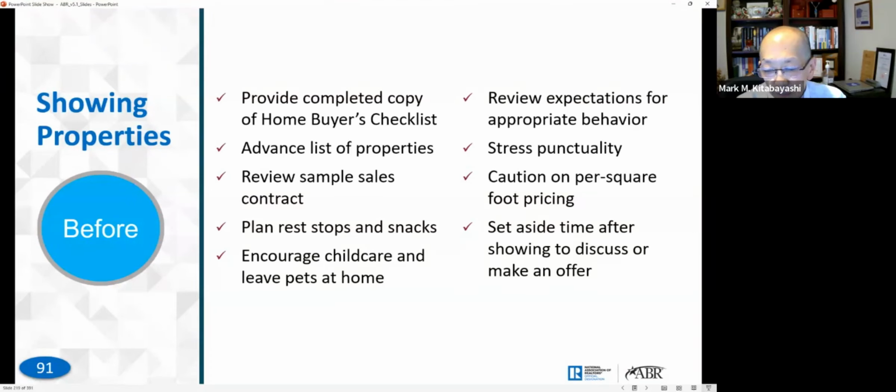And hopefully, if it's possible, especially on the first showing, encourage children and leave pets at home, because having children or pets could be distracting. Sometimes pets are not allowed in the house because the seller might have allergies to animals and so forth. Of course, you might have to come back and show it to the entire family, but always encourage children and pets to stay home or not be brought.